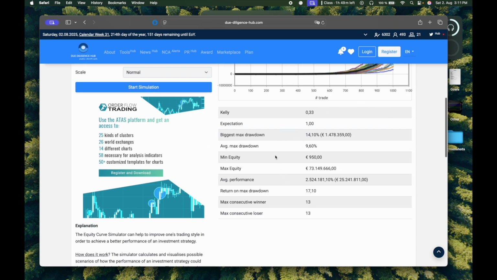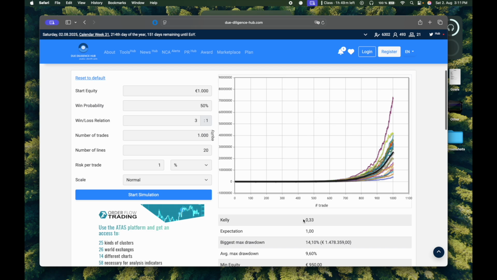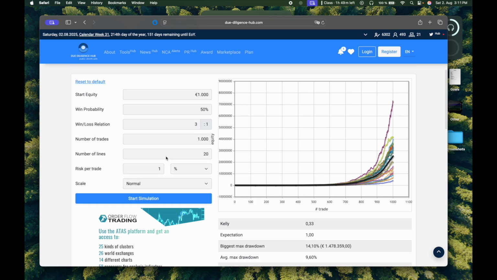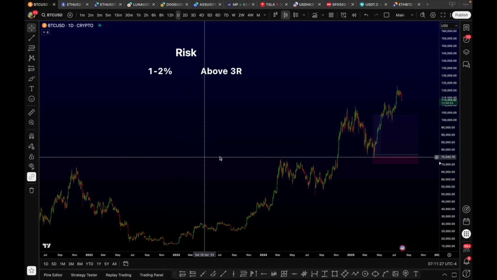But overall, you see exponential growth, no financial limit. It's definitely possible. The math is confirming this. And still, this is nothing fancy. A 15% win rate, 50% win rate, 3 to 1. And this is something you can achieve, to be honest. This is definitely achievable if you stick to the system.